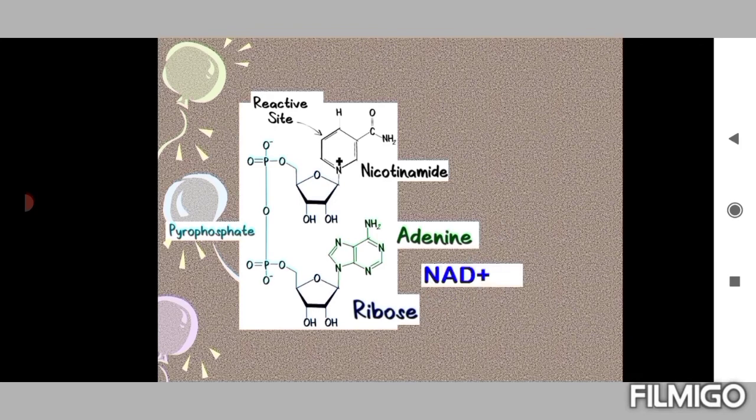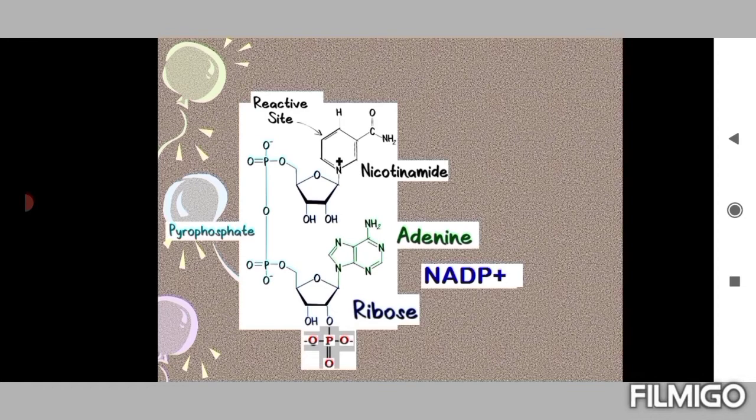And here, when NAD plus has a phosphate group esterified to the second position of one of the ribose, then it becomes NADP plus. Now, even though NAD and NADP have similar structures, they are not interconvertible, and they are not formed through the same chain of reactions, not formed through the same synthetic reactions.